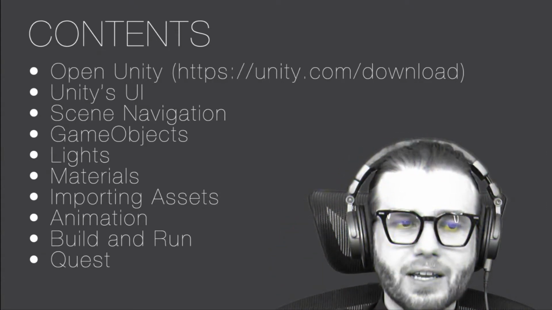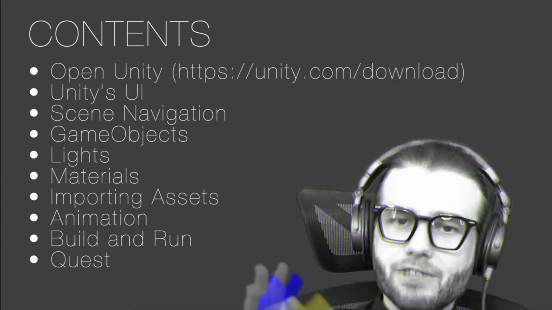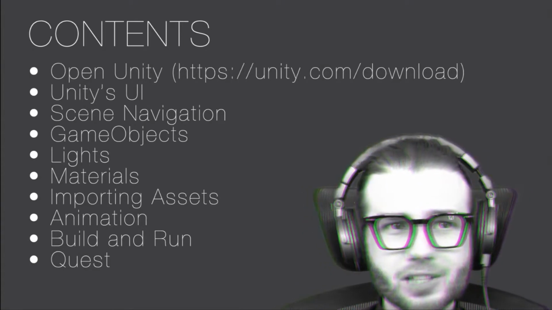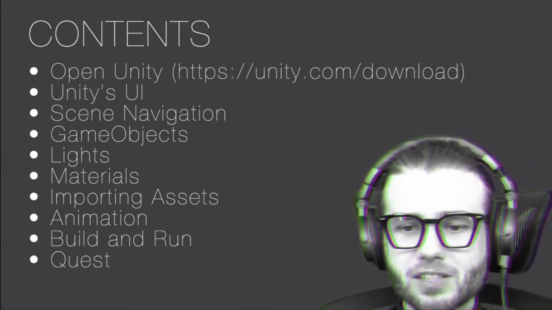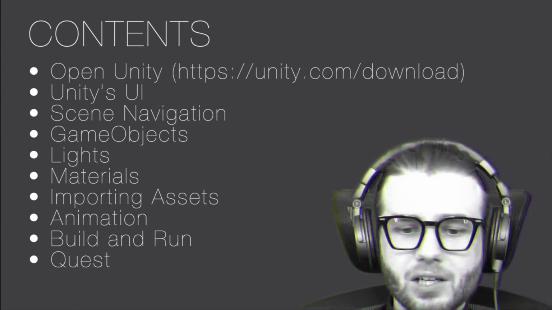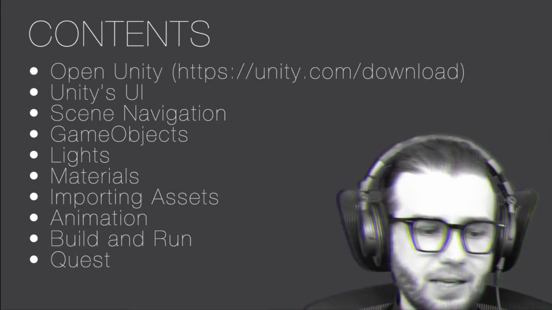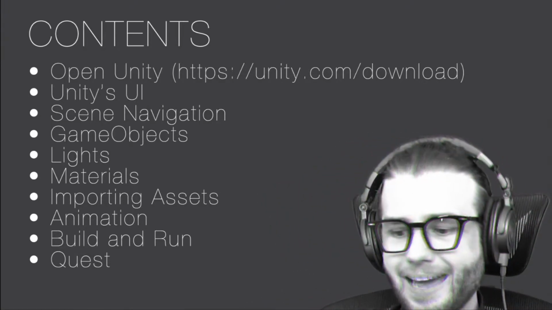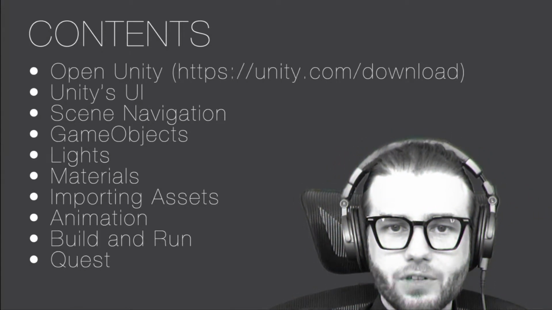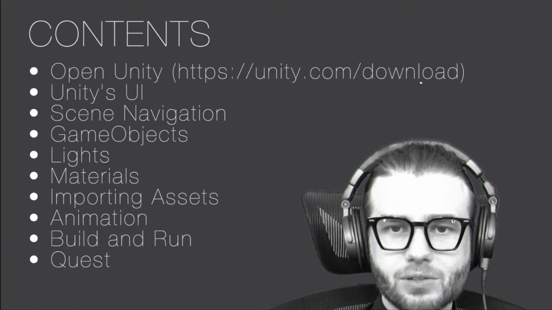How does that work? After that we can explore Unity's user interface, the different windows, what they're used for. Then we look into scene navigation and game objects. Today we need to understand what game objects are, and then general things like lights, materials, how to import assets, can we have animation in Unity, and how is it possible that we can build and run a project? How can we produce a standalone application with Unity? And then at the end there will be a quest for you to look at. All right, so these are the contents.